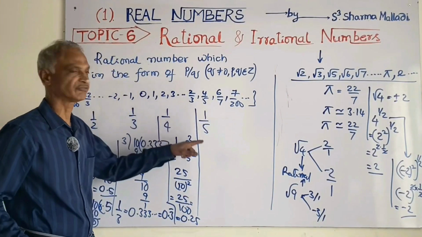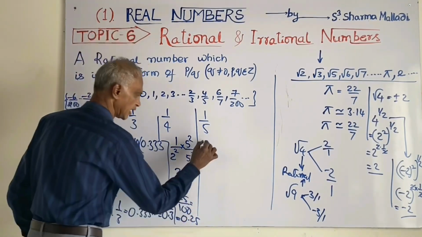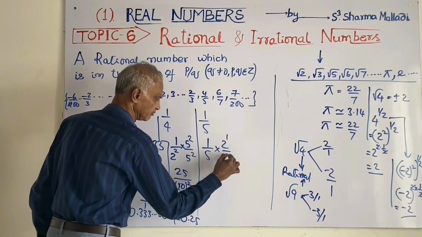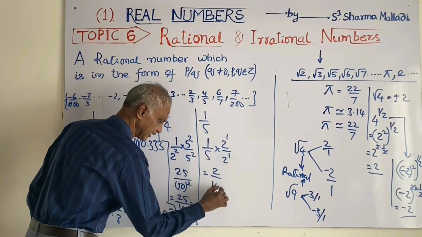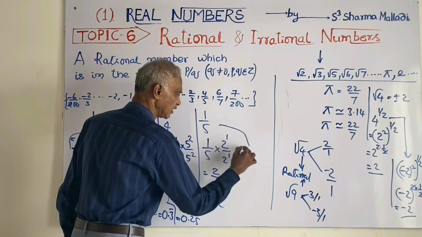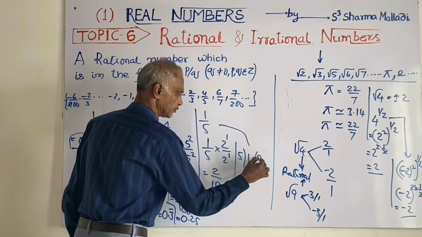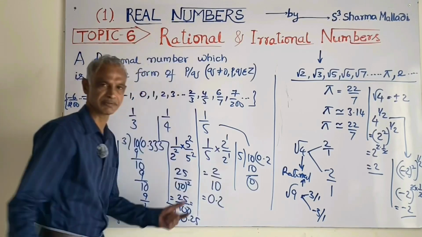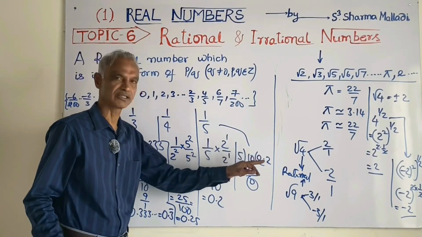I will take 1 by 5. You divide 1 by 5, and you will get 0.2. I am multiplying this by 2 and dividing by 2: 2 into 1 is 2, 5 twos are 10, so it can be written as 0.2. When you divide 1 by 5, 0 doesn't go, put 5; 5 twos are 10, and you get 0 as remainder. Anyway, 1 by 5 is equal to 0.2.